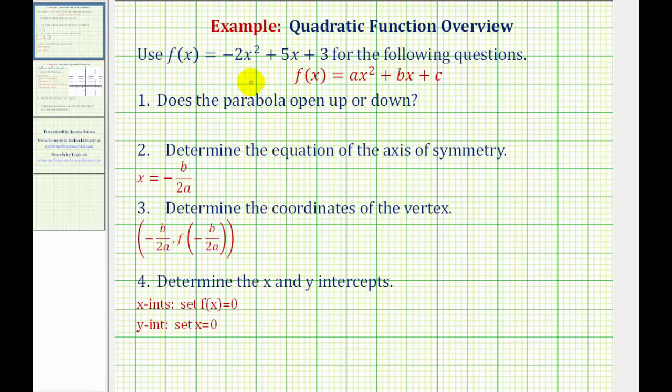In this video, we'll review how to find all the major components of a quadratic function, as well as how to graph a quadratic function. Here we're given f of x equals negative 2x squared plus 5x plus 3. Our first question is, does the parabola open up or down? This is determined by the sign of a, or the sign of the leading coefficient. Here a is equal to negative 2, and since a is negative, the parabola opens down.